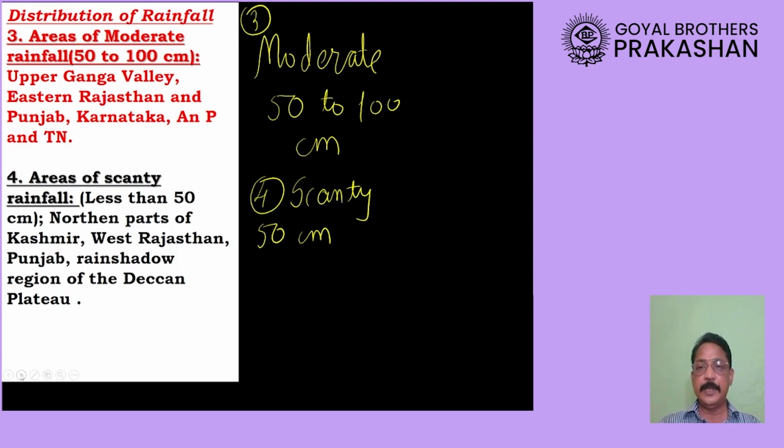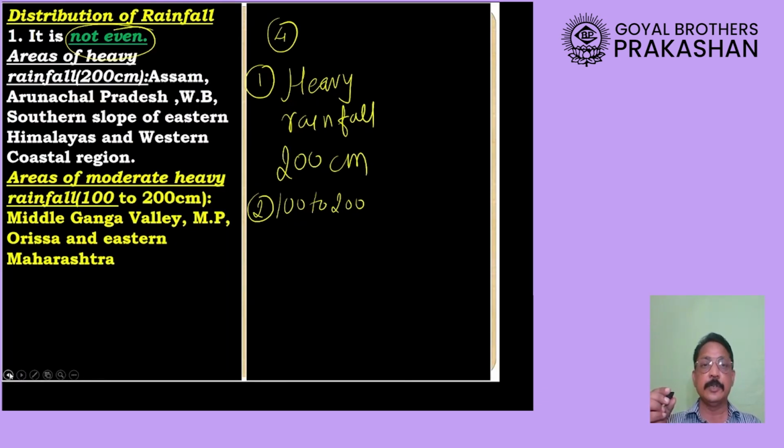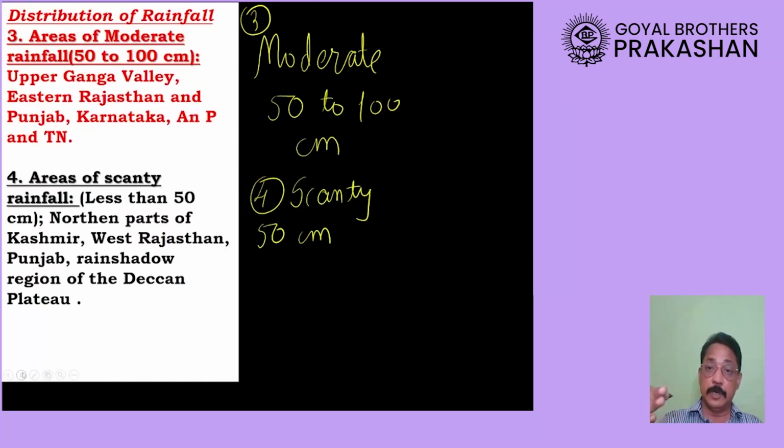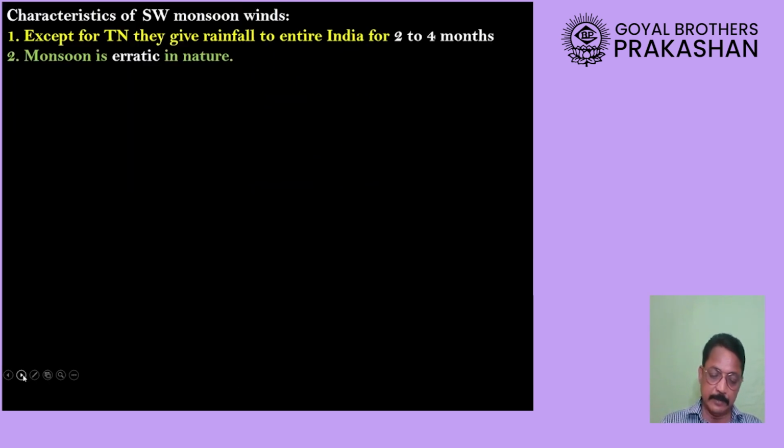So in this way, based on distribution of rainfall, we have four regions. The first one, as we saw, is the heavy rainfall, that means rainfall more than 200 centimeter. Second is the moderately heavy rainfall. The third one is the moderate rainfall, and the fourth one we call by the name scanty rainfall. And as we see them, we realize one very important thing, that the rainfall in India is not evenly distributed.